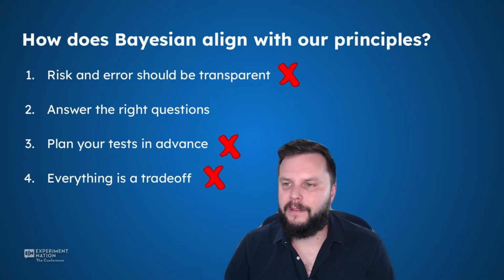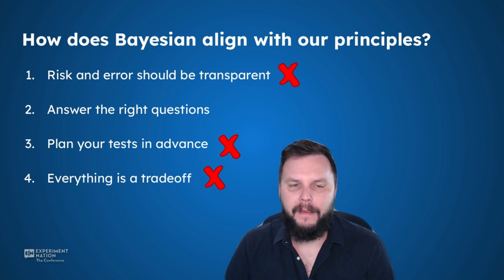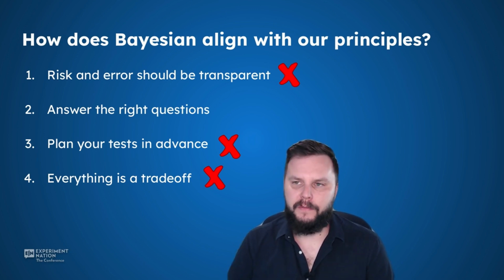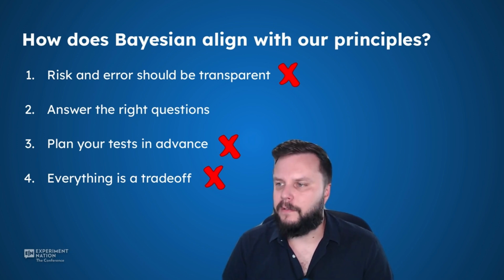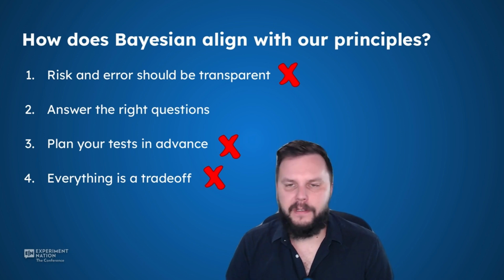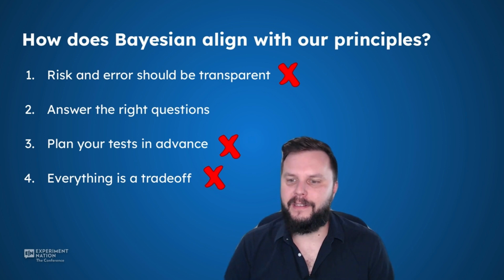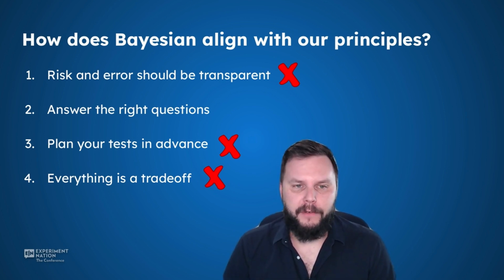So let's see here. How does Bayesian align with the principles that we established before? Risk and error should be transparent. It's a big red X for that one, because there's no conception of some of these errors in Bayesian. It just kind of all boils down to one percentage. You don't get to know about statistical power and false negatives, and you sort of get an idea of false positives, but you kind of have to infer that, and it's not really correct according to the definitions of what Bayesian is telling you. So yeah, it fails on that one.